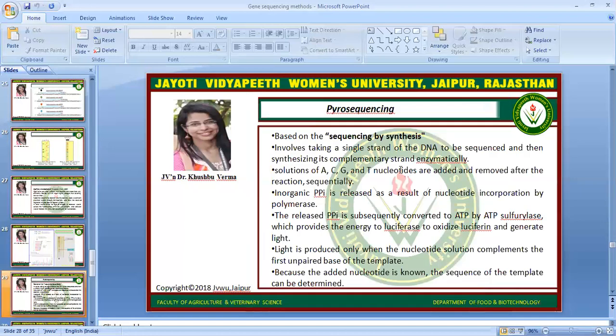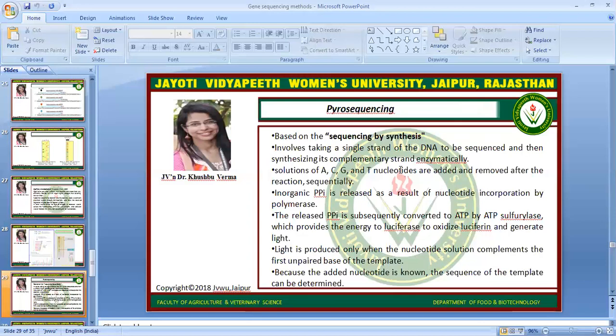Now we will discuss pyrosequencing. Based on sequencing by synthesis, it involves taking a single strand of the DNA to be sequenced and then synthesizing its complementary strand enzymatically. Solutions of A, T, C, G nucleotides are added and removed after the reaction sequentially. Inorganic PPi is released as a result of nucleotide incorporation by polymerase.